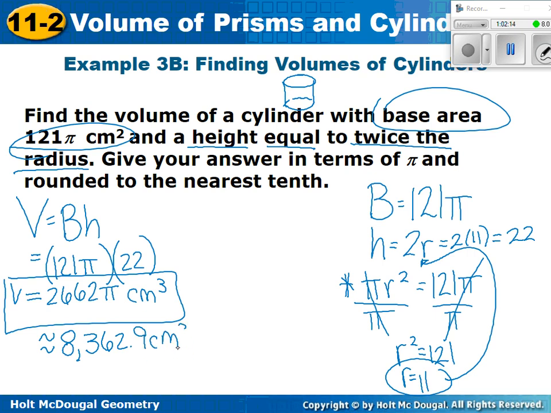8,362.9 centimeters cubed. Everybody agree with that? Okay.